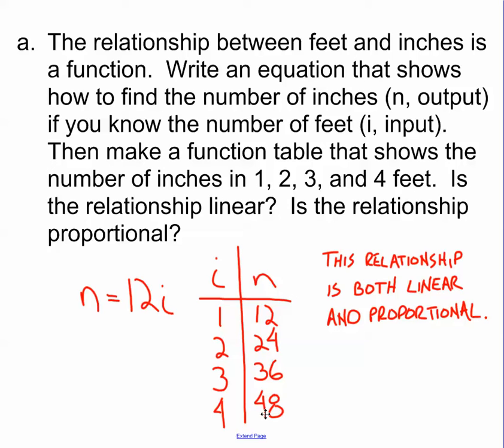Okay, this is linear because as I increase feet by 1, the number of inches continues to grow by 12. That makes it linear. What makes it proportional is that I can always multiply the input by the same thing to get the output. 1 times 12 is 12. 2 times 12 is 24. 3 times 12 is 36. 4 times 12 is 48. That's what makes it proportional.